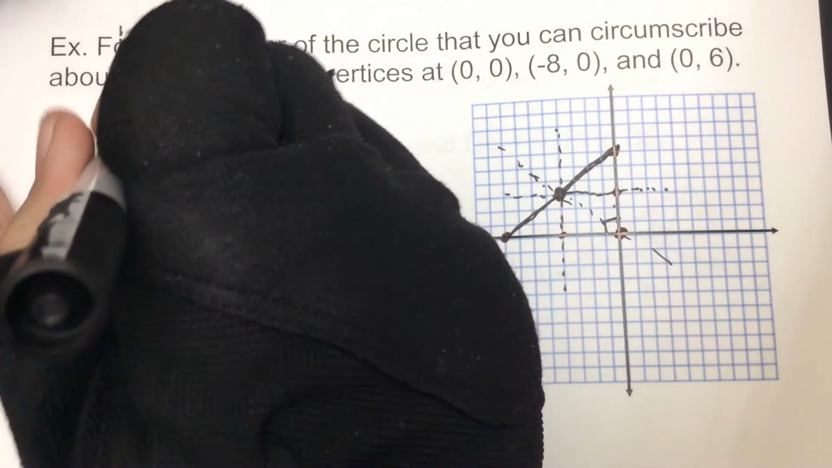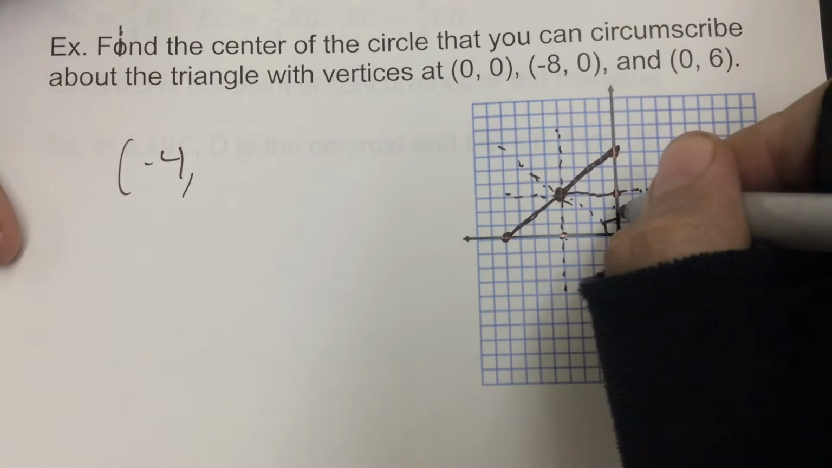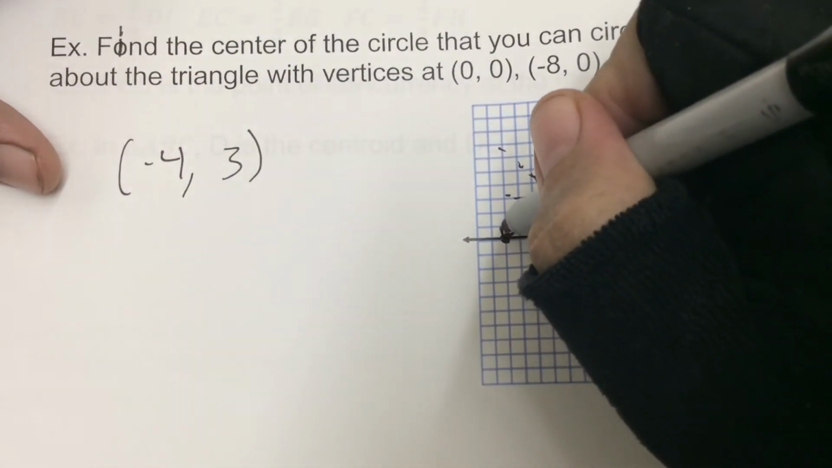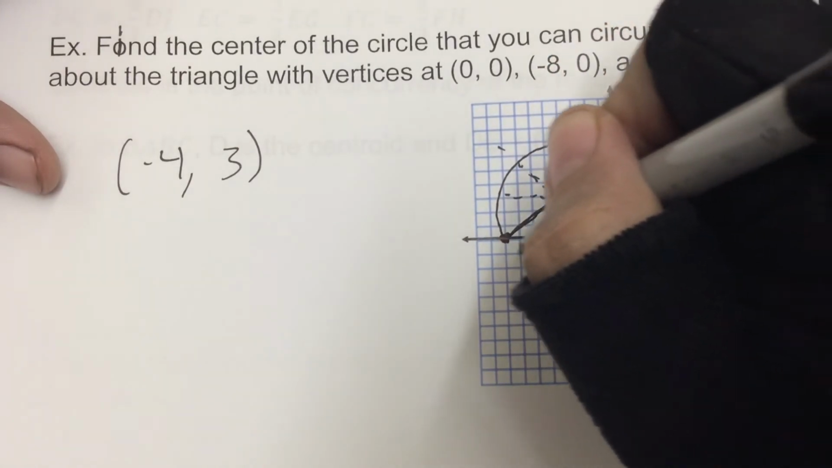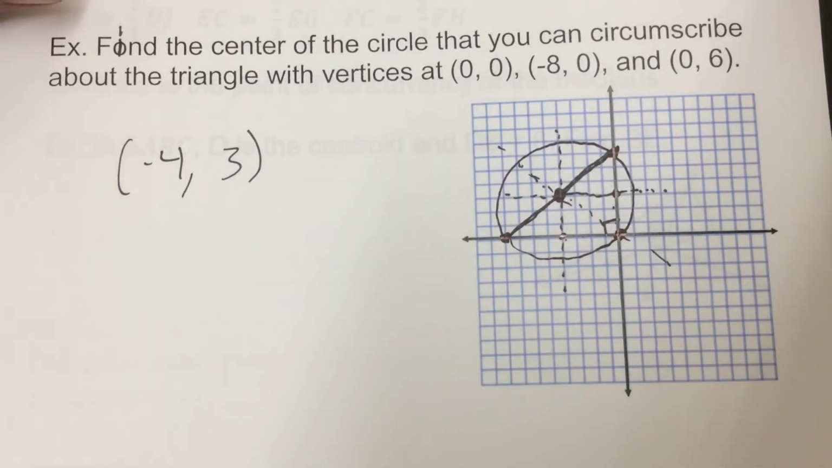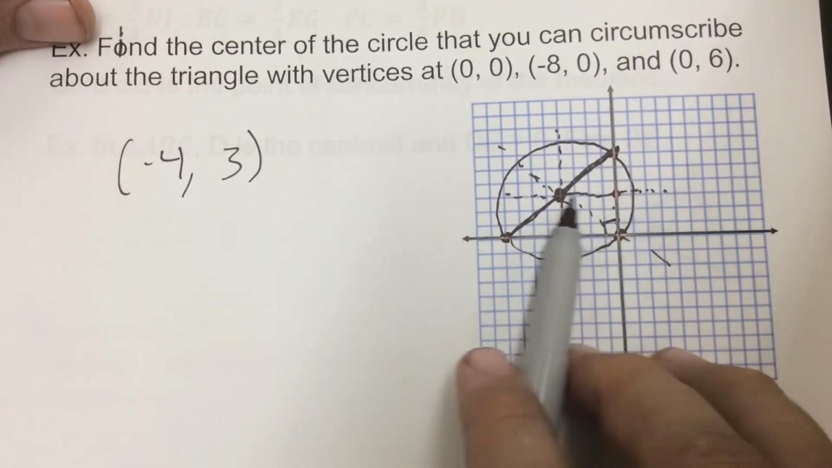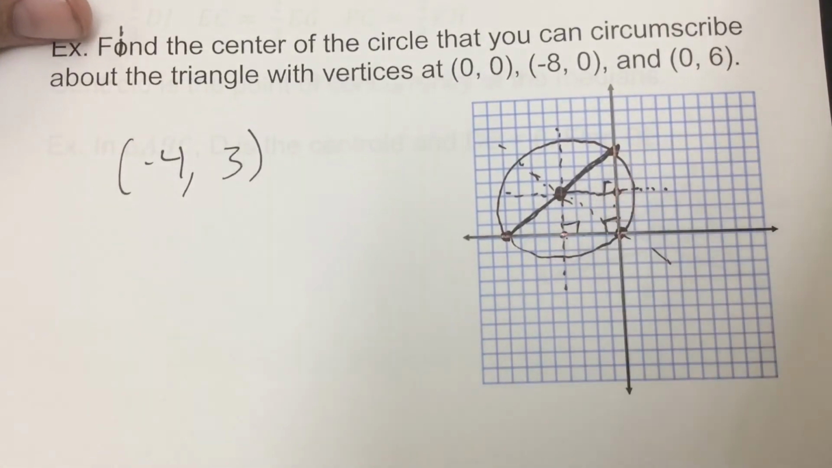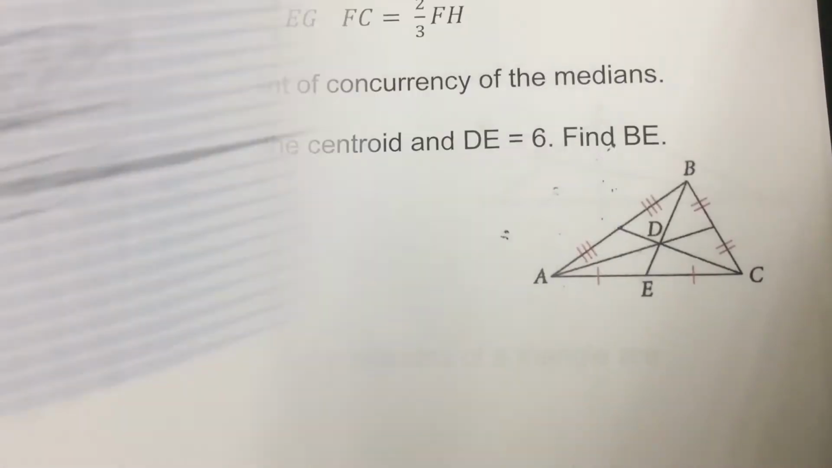Okay. So where that's at is this. We'd go 1, 2, 3, 4 back. So negative 4, comma, 1, 2, 3 up. So negative 4, 3. Now, at this point is where we could draw the circle that hits all of these vertices, and it would be equidistant. Now, my circle looks a little bit more like an oval, but you get the point. So the circumcenter is where all the perpendicular bisectors come together. Okay. So that's how you find that.